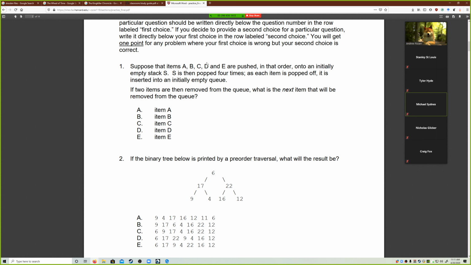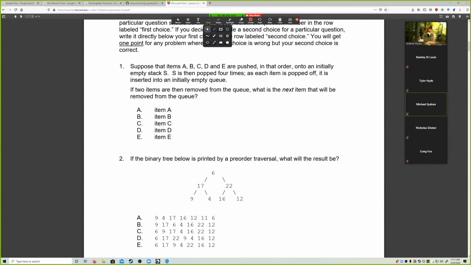Suppose that items A, B, C, and D are pushed in that order onto an initially empty stack. The stack is then popped 4 times, and as each item is popped off, it is inserted into an initially empty queue. If we remove 2 items from the queue, what is the next item to be removed from the queue? And if you're trying to do this in your head, stop, because I'm not going to do it in my head.